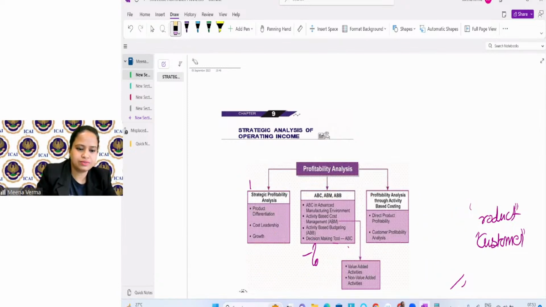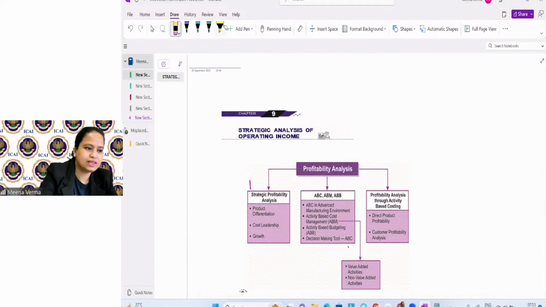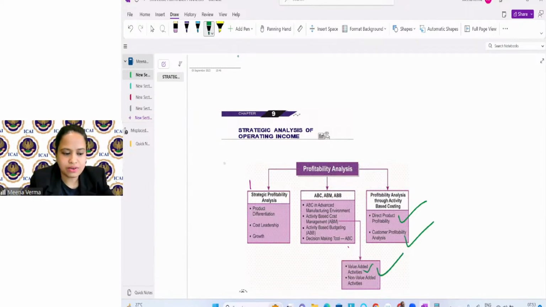What we have covered in the last session: direct product profitability and customer profitability. We have just understood value-added and non-value-added activity. We will see how the decision-making tool can be used in ABC.